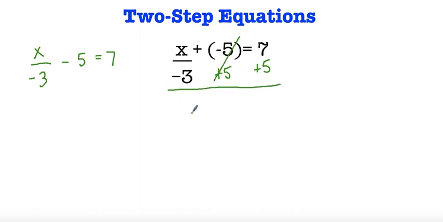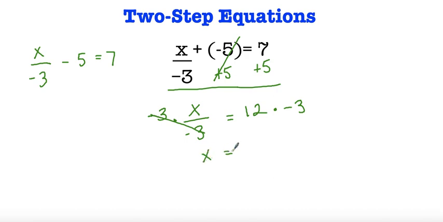These cancel out. And so here on the left side, I have x divided by negative 3 is equal to 7 plus 5 is 12. So I have x divided by negative 3 is equal to 12. And remember that it's division. The inverse operation is multiplication. So if I want to isolate my x, I'm going to have to multiply by negative 3 on both sides.